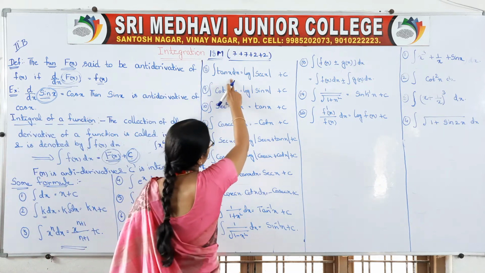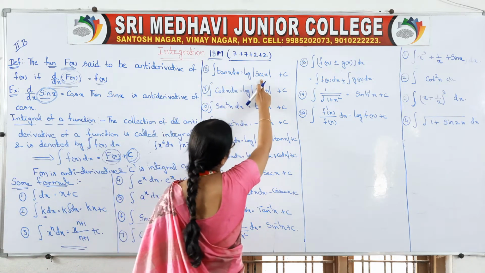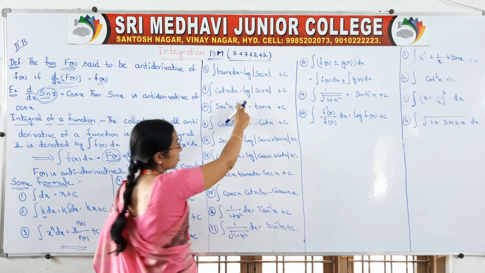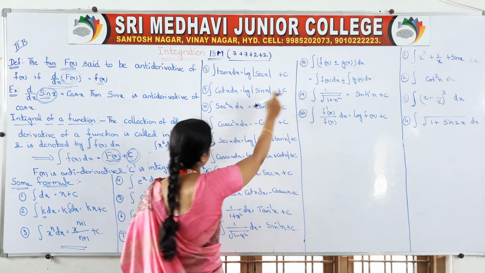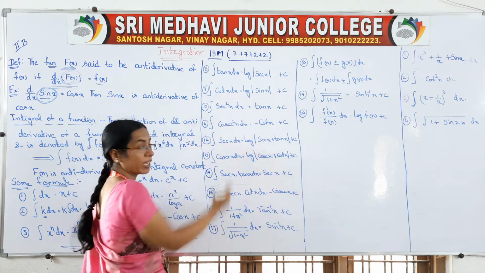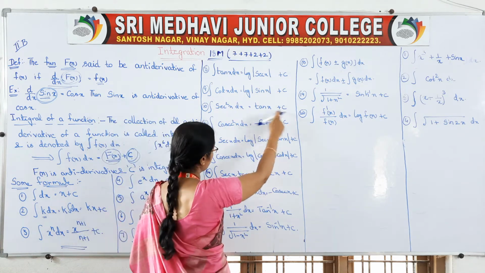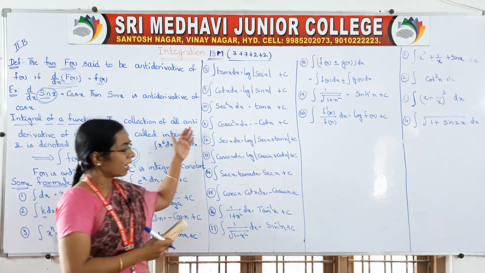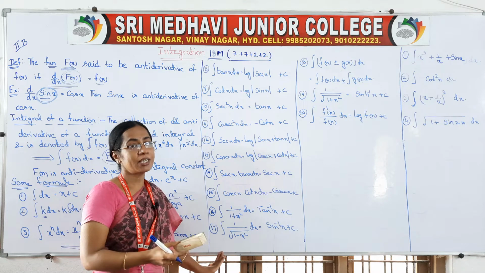Next, integral tan x dx is equal to log of secant x plus c. Integral cot x dx is equal to log of sin x plus c. Integral secant square x dx is equal to tan x plus c. Integral cosecant square is equal to minus cot x plus c. Like that, these are the formulas, right?